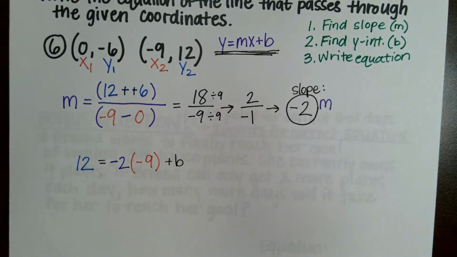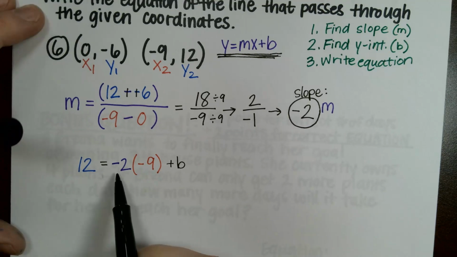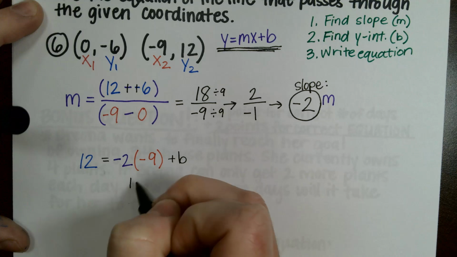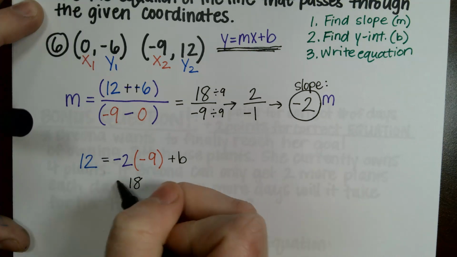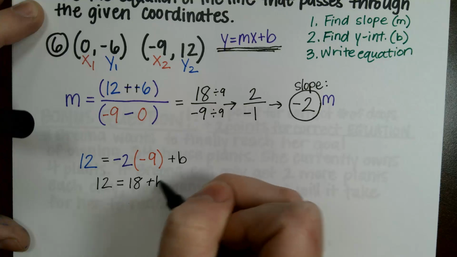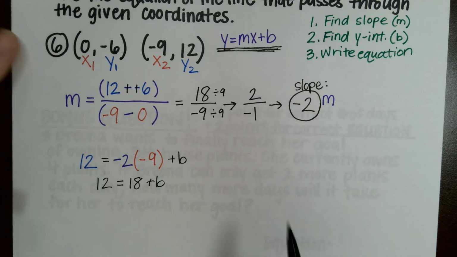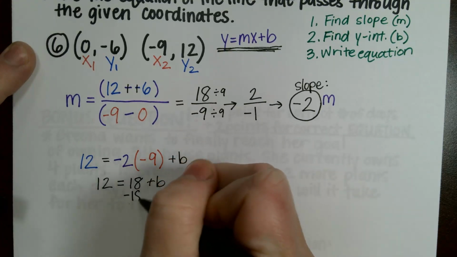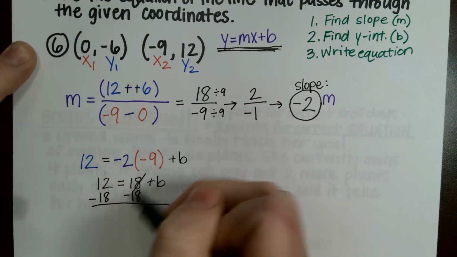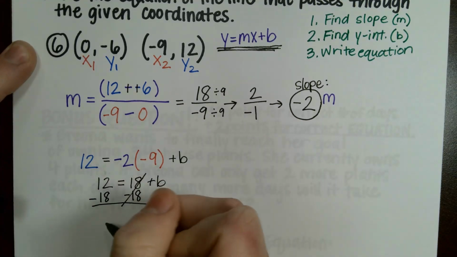All right. Let's solve it. What's negative 2 times negative 9? Yes, we're going to get a positive 18 here. Then I'm going to bring everything down. 12 equals 18 plus b. What's next? Yes, we're going to subtract 18 from both sides. My 18s cancel. What's 12 minus 18?